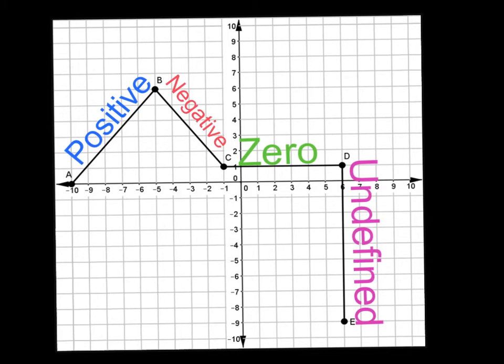Remember, positive slope goes up from left to right. Negative slope goes down from left to right. A zero slope is a horizontal line, and an undefined slope is a vertical line.